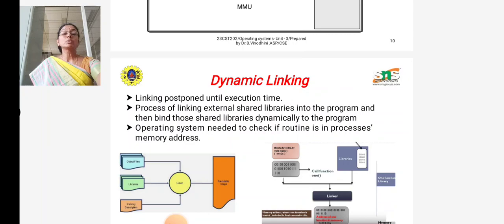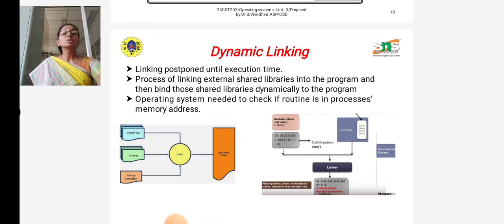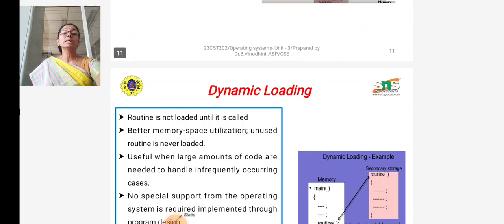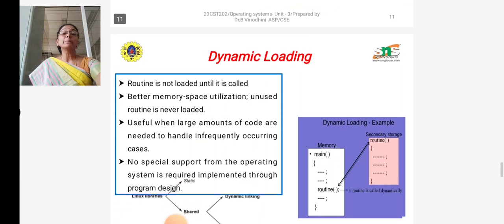Next we have the concept of linking and loading. What does linking mean? Linking is postponed until the execution time. In linking, all the shared libraries are added into the program. That process is done by the translator linker. Next is loading. Once all the programs are linked, the linked programs are loaded into the physical memory. That is done by the loader.